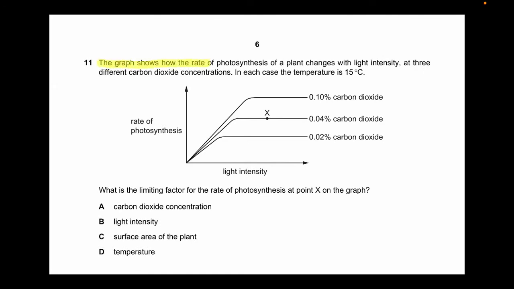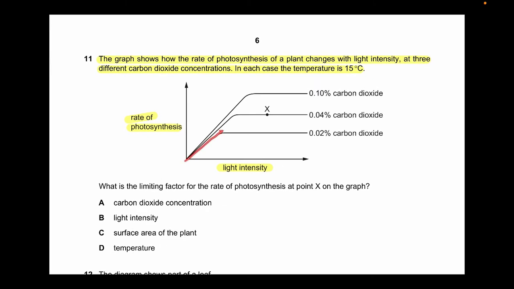The graph shows how the rate of photosynthesis of a plant changes with light intensity at 3 different carbon dioxide concentrations. In each case, the temperature is 15 degrees Celsius. Rate of photosynthesis and light intensity. As we can see, when the light intensity increases, the rate of photosynthesis increases as well. Now, we can see that at higher carbon dioxide concentration, the rate of photosynthesis is higher. At 0.1% carbon dioxide concentration, the rate of photosynthesis is the highest.